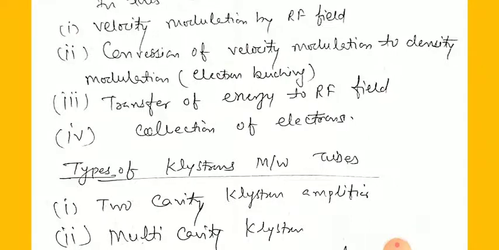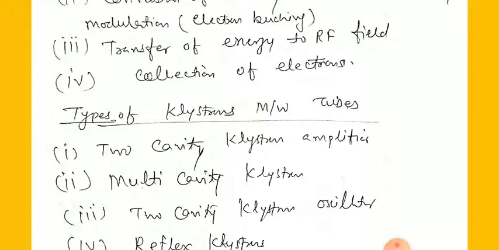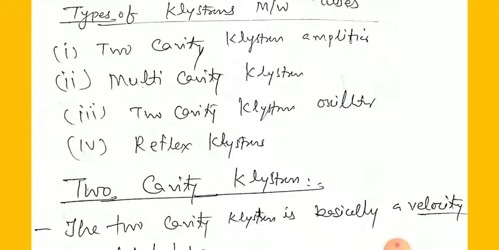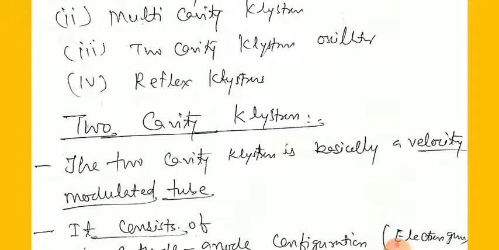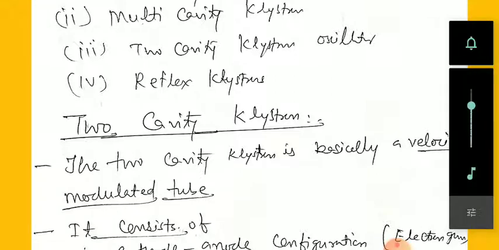Now the types of klystron microwave tubes: two cavity klystron amplifier, multi cavity klystron, two cavity klystron oscillator, and the reflex klystron. There are four types of klystron that we mostly use. Now we switch over to the first, the two cavity klystron. The two cavity klystron is basically a velocity modulated tube.